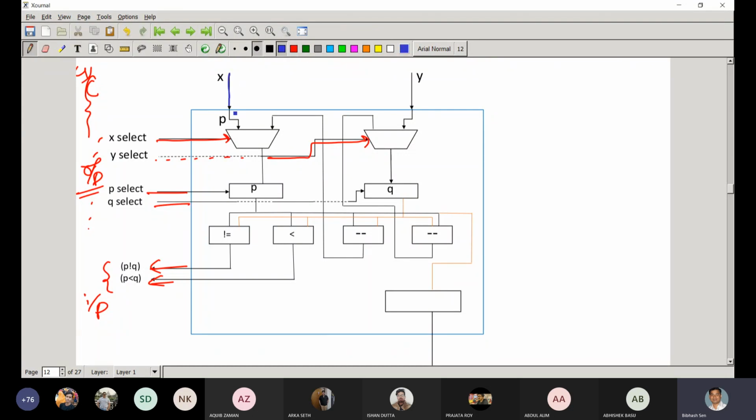Now initial value X will be loaded here, Y will be loaded here, and suppose X select and Y select, I am considering the value is 1. When X select and Y select are 1, only that time this value will be available here. If both these values are 0, only the generated or modified value will appear here. Are you getting my point or not? That's why we are using a multiplexer here. It will select from the intermediate value or your initial value. Any one value will be selected. Is it clear?